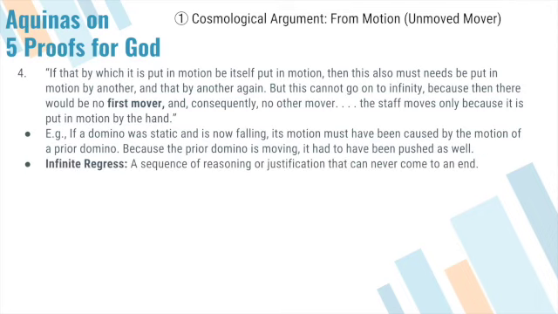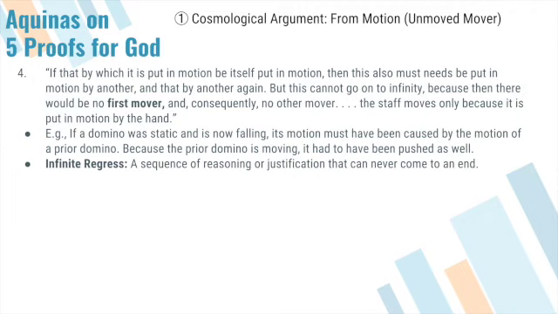Otherwise, we will have an infinite regress, which is defined as a sequence of reasoning or justification that can never come to an end, right? You say there's a prior cause, and then there's a prior cause to that, and then a prior cause to that, and you go back infinitely. This is an infinite regress, and this is impossible, because if we never have a first, then we never have a last, and we never have anything actually happening.